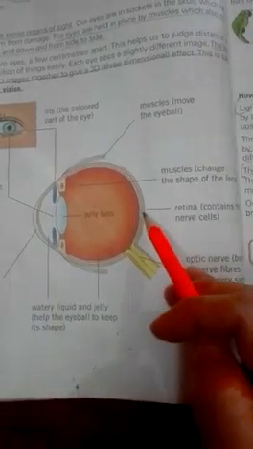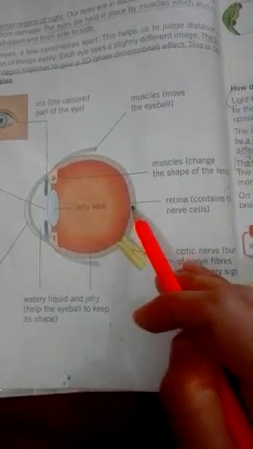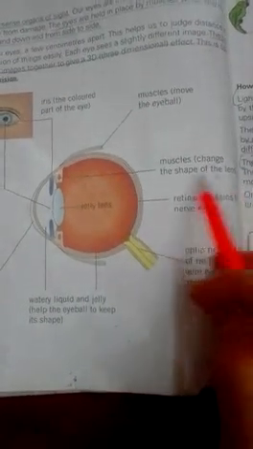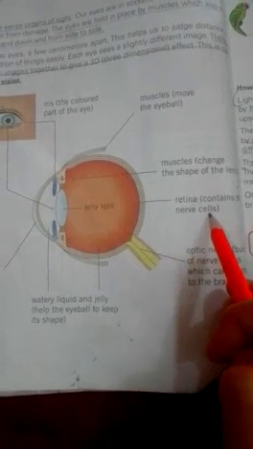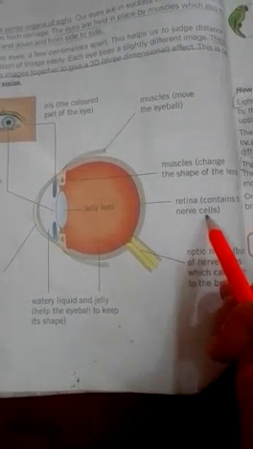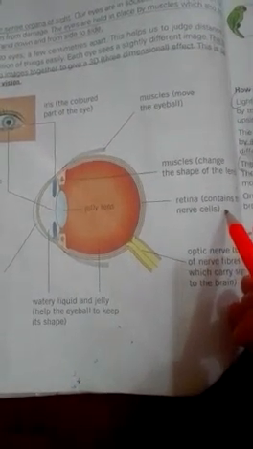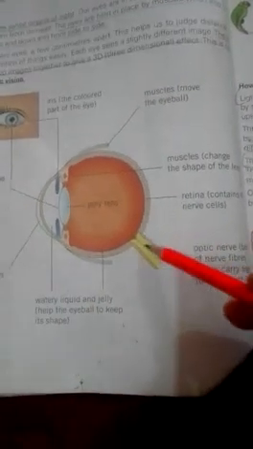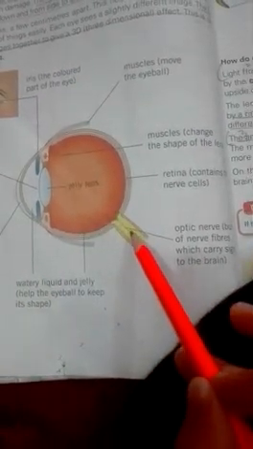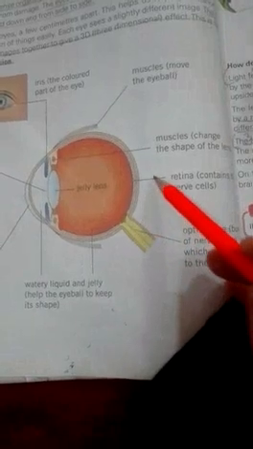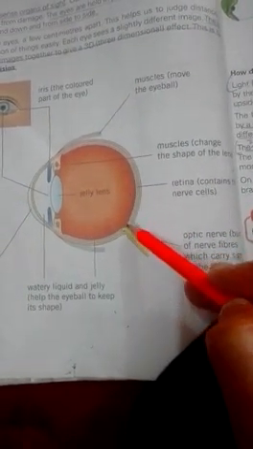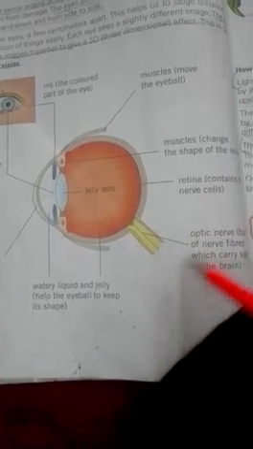Here the innermost layer of the eye is called the retina. The retina is the main part of the eye where the image is formed. The retina consists of many nerve cells which carry messages and form the image. And the last one is called the optic nerve. The optic nerve consists of a bundle of nerve fibers which carry signals to the brain.